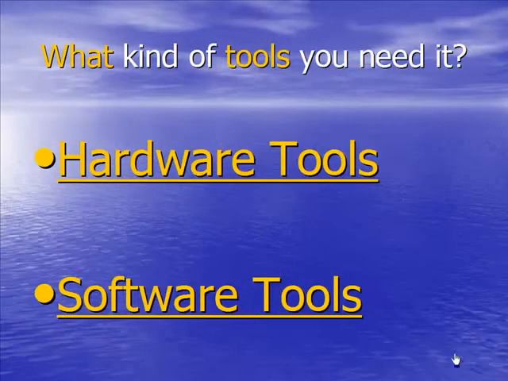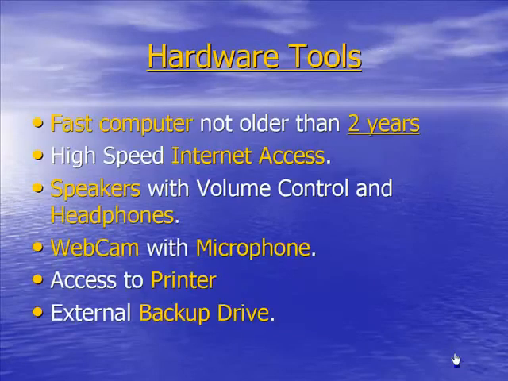What are those tools? Basically, I can divide those tools into hardware tools and software tools. Hardware tools are the tools you need to get the maximum out of this internet technology. Some of them you may already have, so that's very good. If you don't have some, maybe you can manage by getting cheaper and cheaper hardware tools. So, a fast computer, that's very important, not older than 2 years. And high-speed internet access. These two are the most important out of all, and they are the backbone of your productivity. So you've got to make sure that you have a fast computer and high-speed internet access.